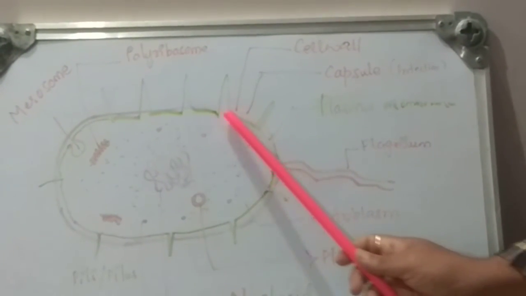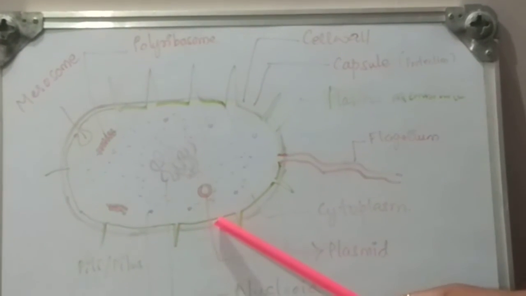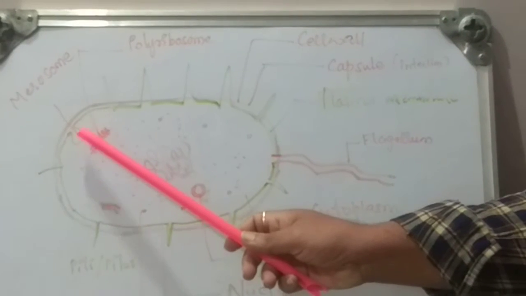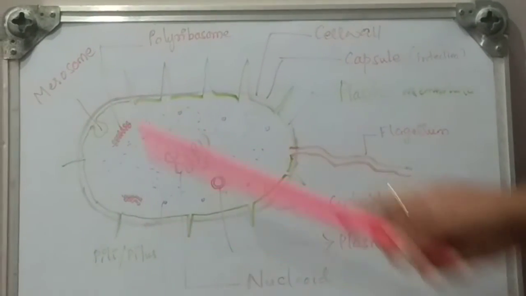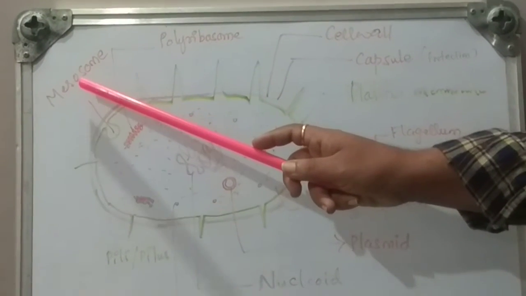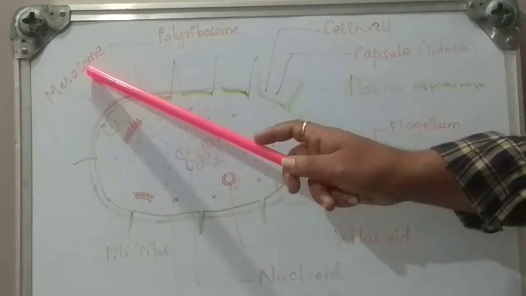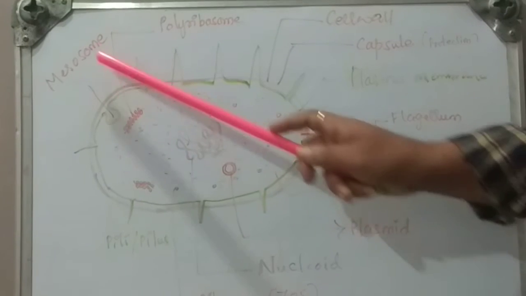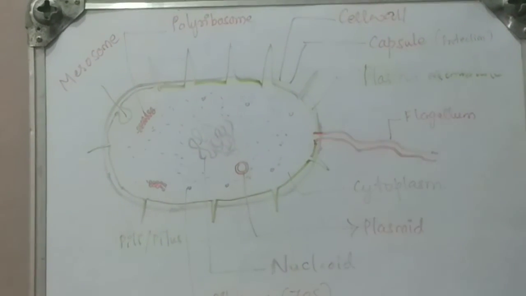What you are supposed to see here is the plasma membrane. Here and there you can see the inward folding of the plasma membrane, which is called the mesosomes. These mesosomes are the site of the respiratory enzymes. Hence, most of the catabolic and anabolic reactions take place in this area only, in the mesosome.